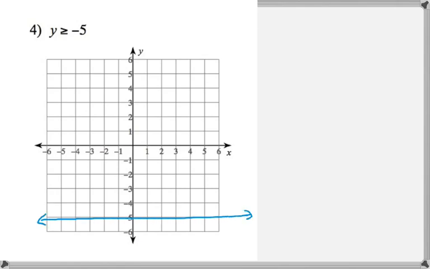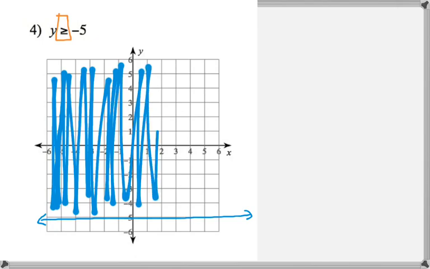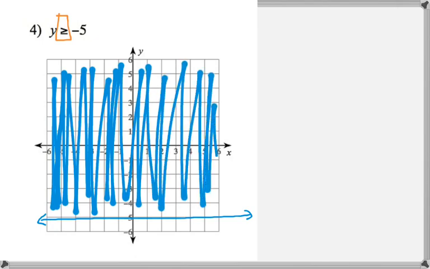And now we need to just figure out, what do we need to shade? Well, our inequality was or equals to, so that's how I got the solid line. And this says y is greater than. So what side of that line is greater than that -5? Well, the y values get larger as you go up, so everything above that line would need to be neatly shaded in with your pencil.